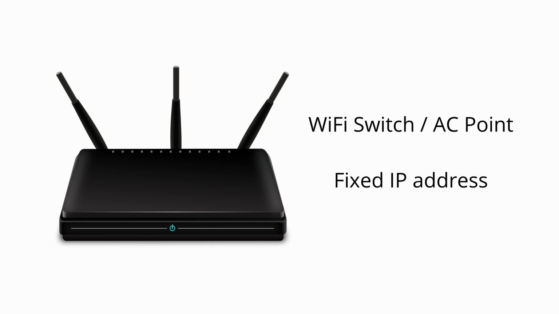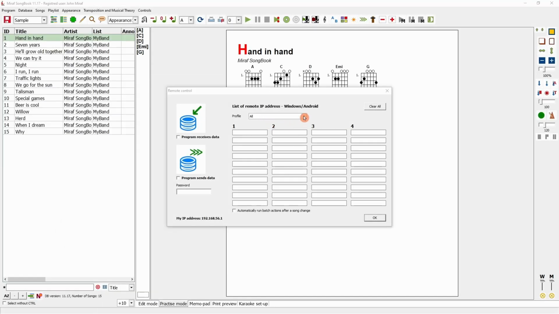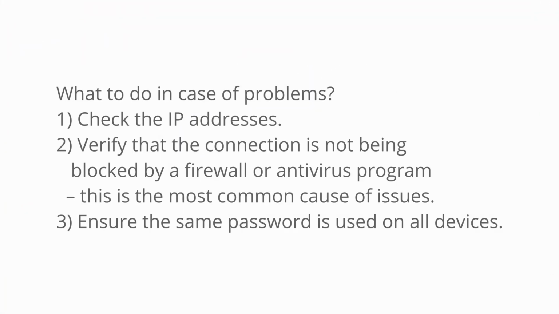It's also ideal to set fixed IP addresses on the router so you don't have to change the IP addresses before every concert. If you have multiple networks and play in different locations, you can set up several profiles and easily switch between them based on the network you are connected to. Additionally, you can enable the option below to automatically trigger batch actions you have set for the songs when the song changes.